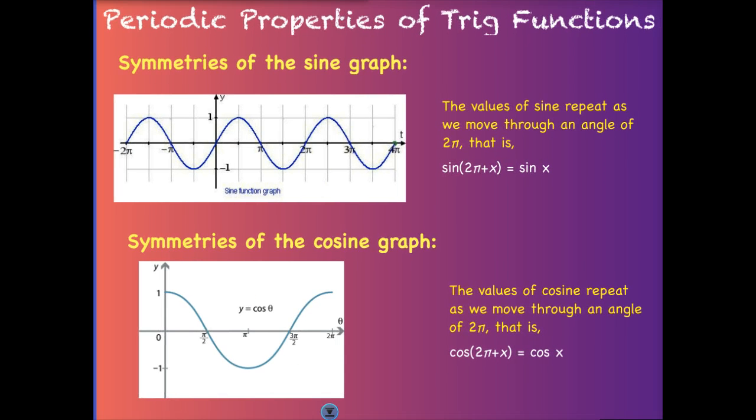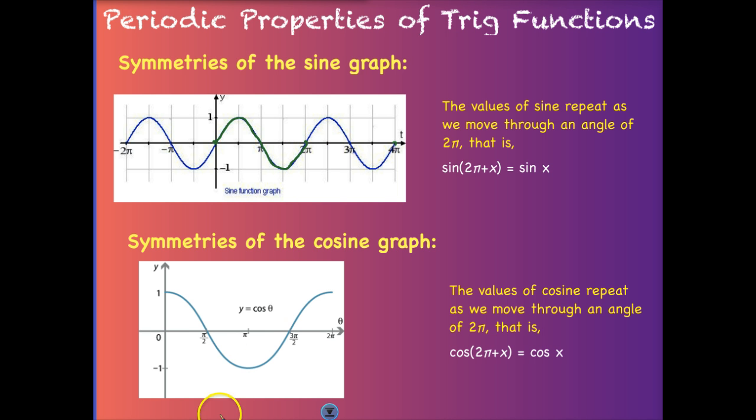Let's look at the sine graph. Notice how the pattern repeats. It oscillates. This is a sinusoidal graph. The pattern repeats over the same interval. So if we start here at 0, the function rises up, and then it drops down through pi, and then comes back to 2 pi.